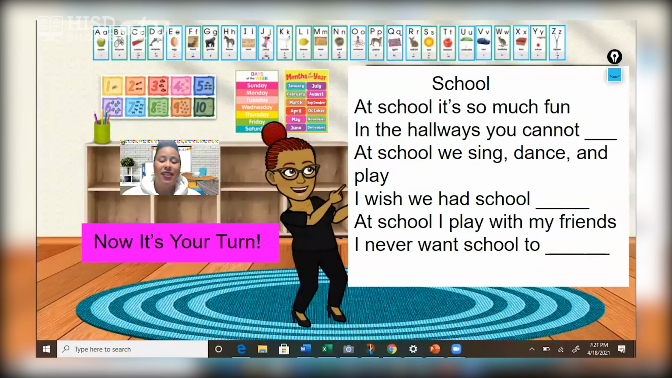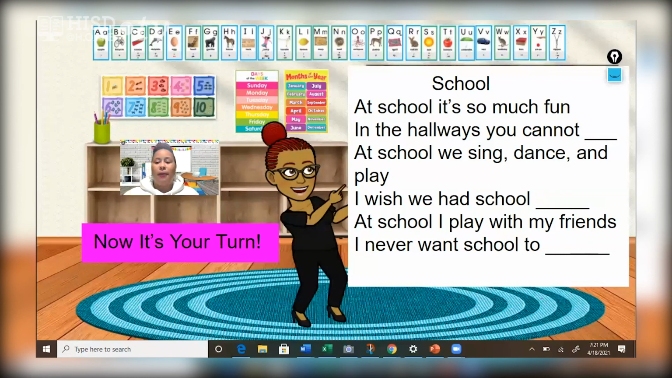At school, we sing, dance, and play. I wish we had school... What can we put that makes sense that rhymes with play? Rhyme means it has the same ending sound. So what ends with the A? I know. I wish we had school every day.